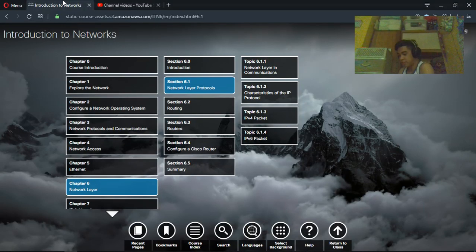So for this chapter, chapter 6, network layer, it's all about network layer protocols and part of the router. So let's begin.